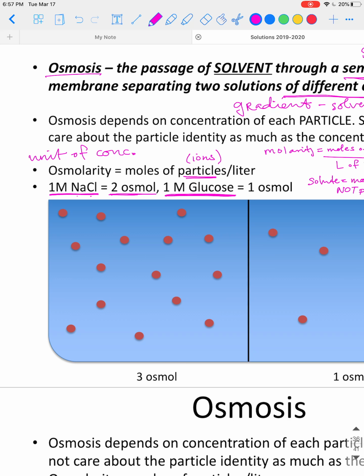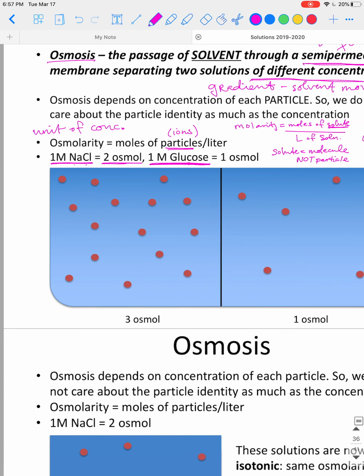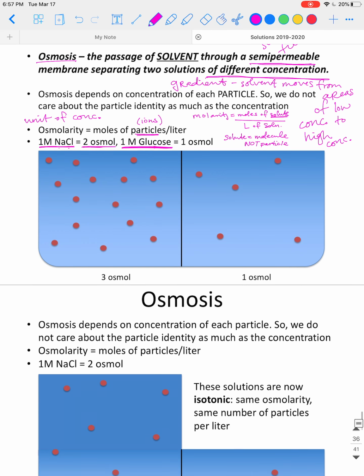If we have 1 molar glucose, kind of like what we were talking about with electrolytes earlier, it does not dissolve into ions or smaller particles. So if we have 1 mole of glucose molecules per liter, we have 1 mole of particles. Okay, glucose is the smallest particle that it will break down into. All right, so we call that 1 osmole.